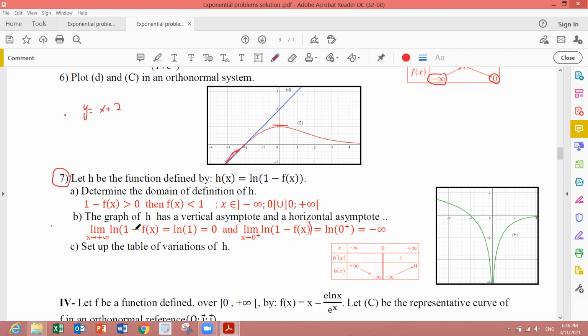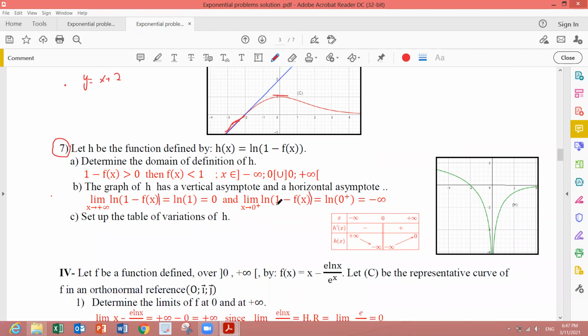Now the limit as x tends to plus infinity of ln(1 minus f(x)). As x tends to plus infinity, f(x) tends to 0. It will become ln 1, which is 0. So we get that y equals 0 is a horizontal asymptote at plus infinity.